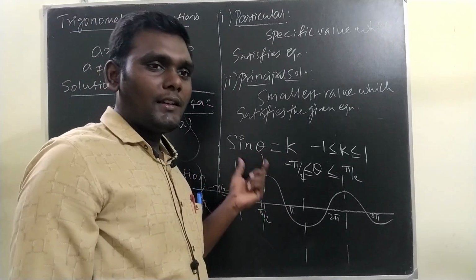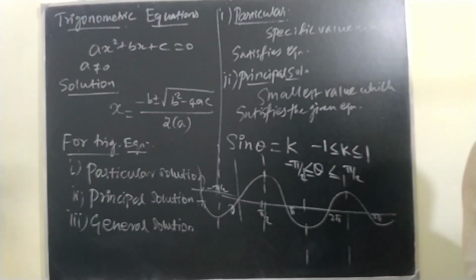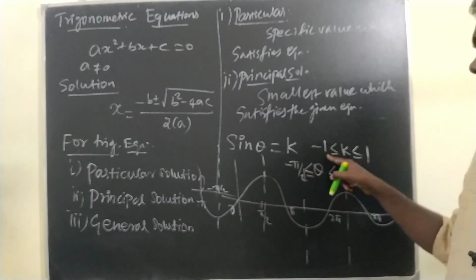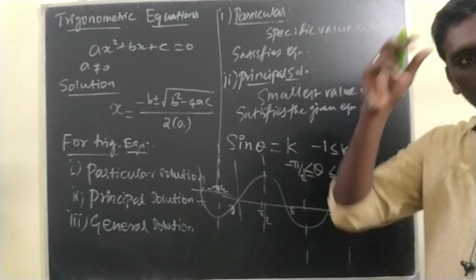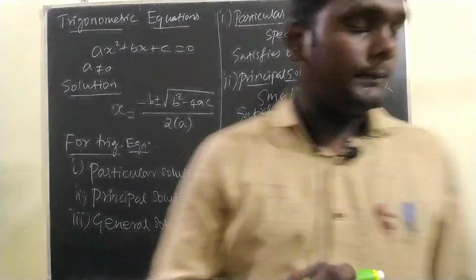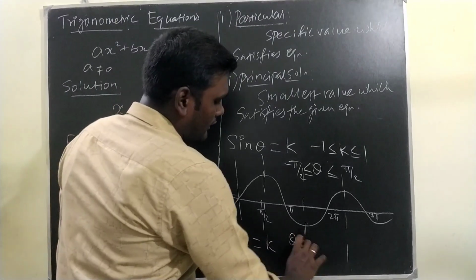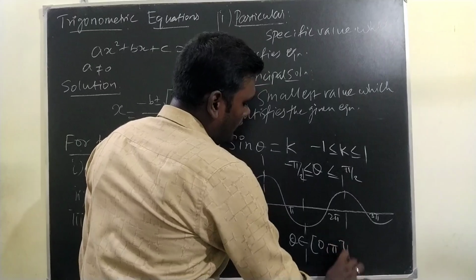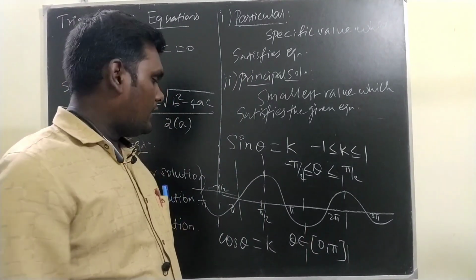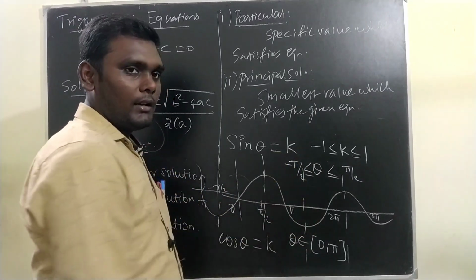Guess what? For cos theta, what could be the principal solution? That is, k belongs to minus 1 to plus 1. By using the cos graph only we can define. For cos theta, the principal solution is that theta belongs to 0 to pi. Cos graph is different. It won't start with 0. It starts with 1.